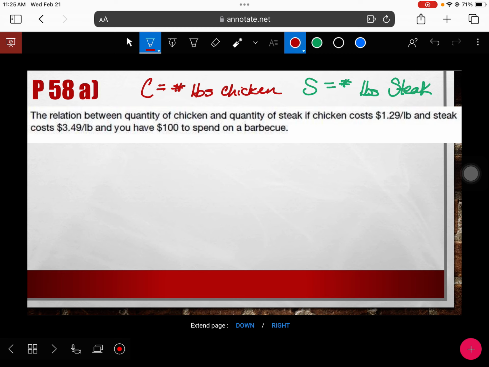Okay, he's given me what sounds like the start of an equation: 1.29c plus 3.49s equals 100. What do you guys think of that?